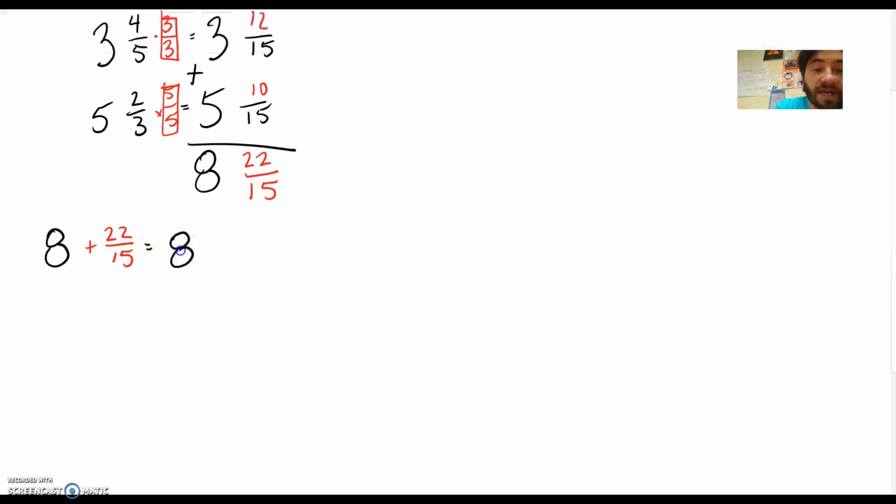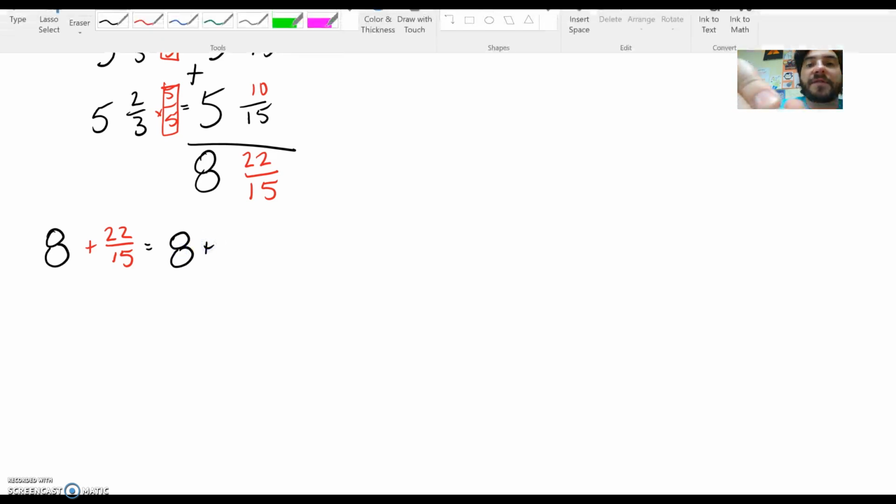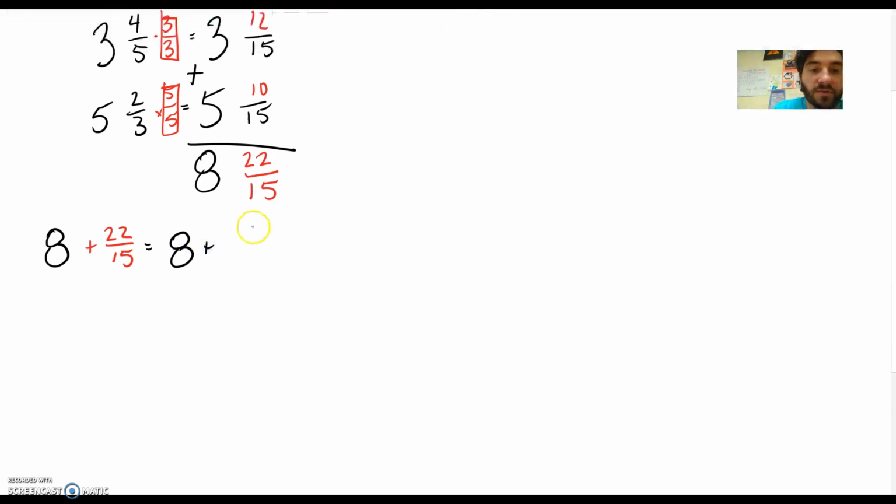So I've got 8, and I'm going to ask how many 15s are there in 22? If I'm not sure, I'm just going to take my numerator, 22, and break it up into 15s. There's only one 15 in 22, so 15 plus 7 is 22. So here I broke my fraction into two parts: 15/15ths plus 7/15ths.